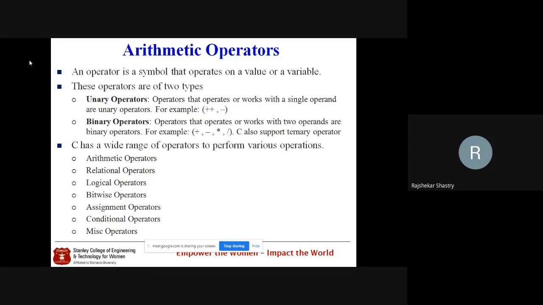Likewise, in C language there is a third category of operator. Only one is there. That is called the ternary operator, which is a combination of two operators and three operands. That means we apply two operators together, but on three operands. That we'll discuss, of course. So the broad categories are only two, but the third category, called the ternary operator, is also there in C language.